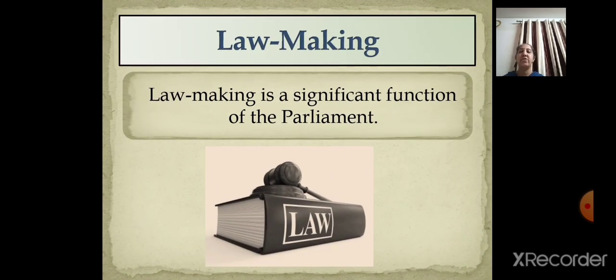The third function of the parliament is lawmaking. See, lawmaking is a significant function of the parliament.